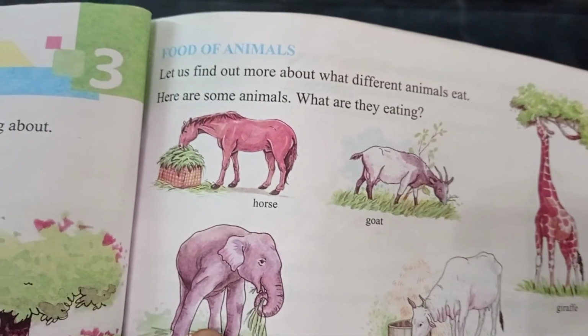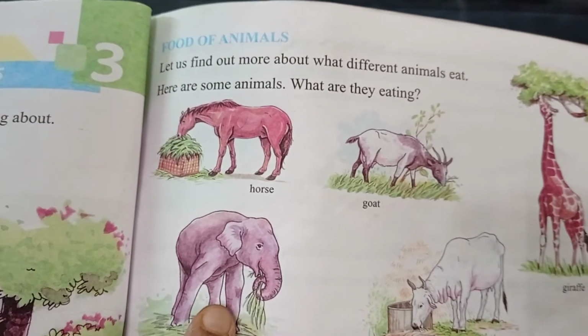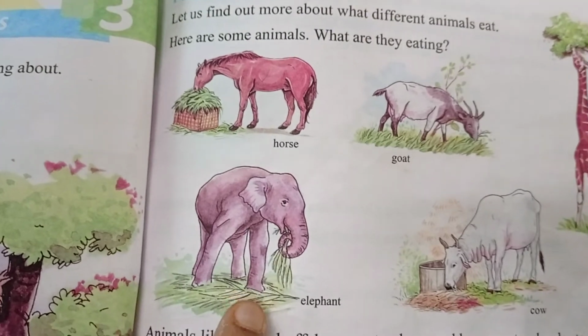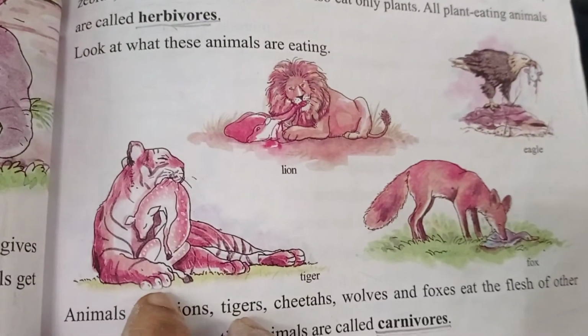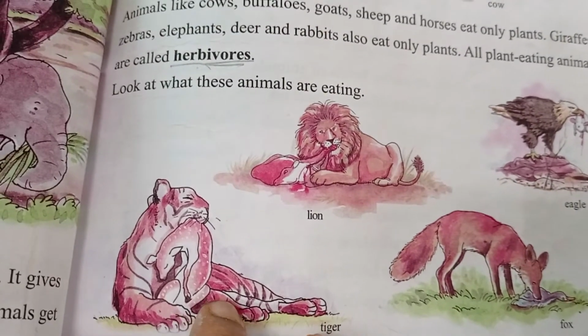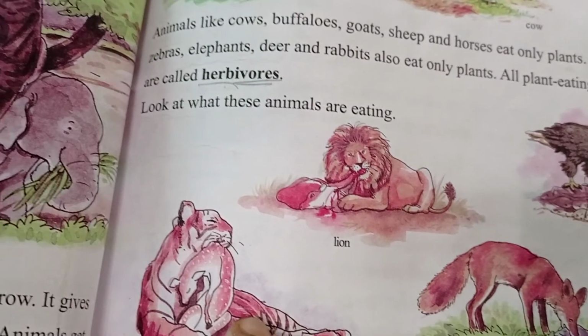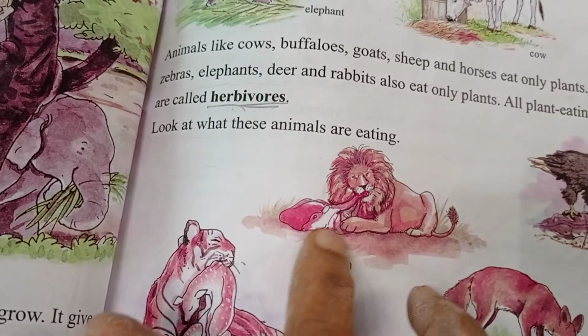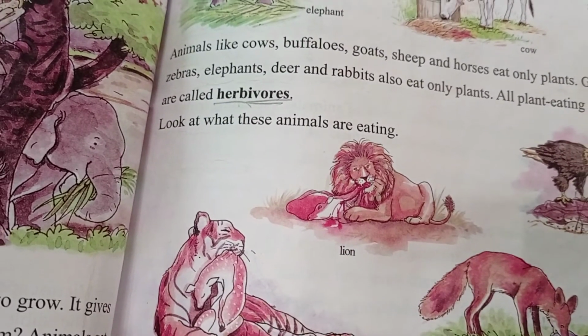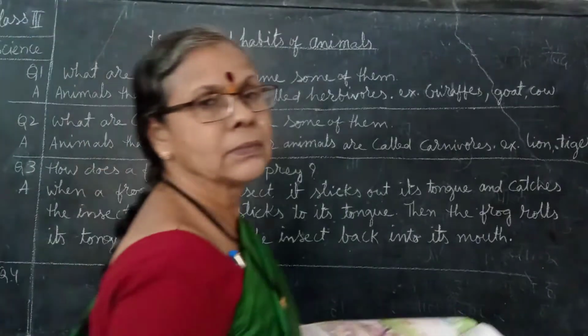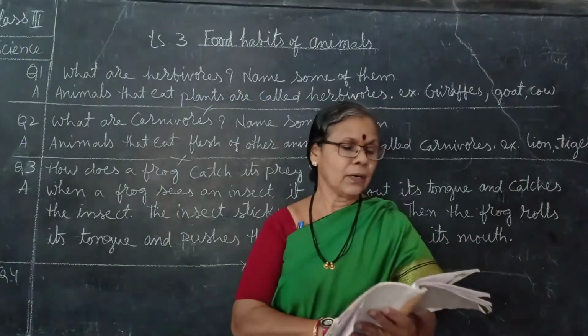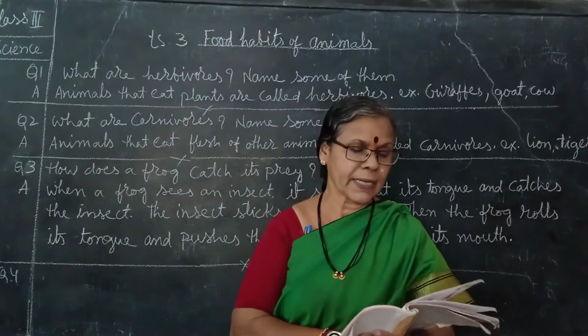How they are eating, what mouth parts they are using to eat. And here the carnivore animals are there. You can see how they are eating, how the teeth are arranged in their jaws. You can see how the teeth are. That also we should know. And how about the omnivorous animals also.